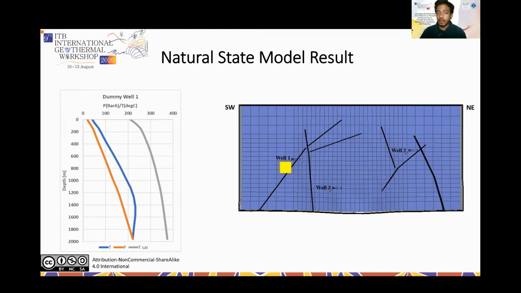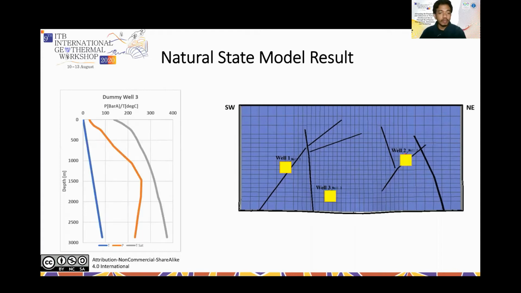This figure shows the temperature and pressure profile of dummy well 1, dummy well number 2, and dummy well number 3. They are located on the outflow zone, and then dummy well 3 is located at the upflow zone, that we create for this model.